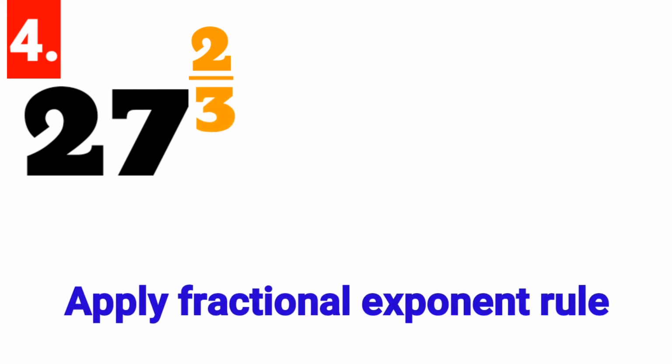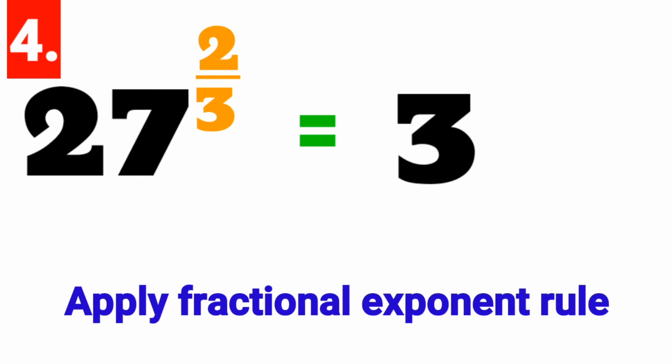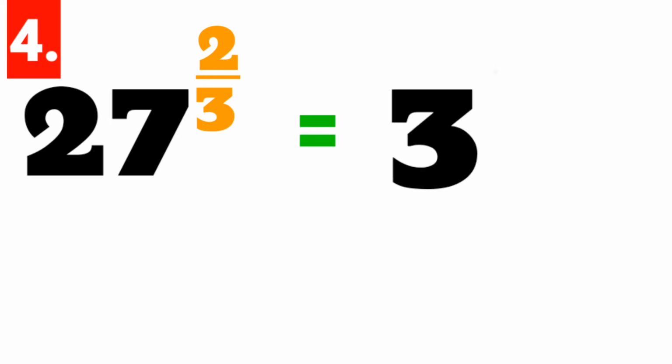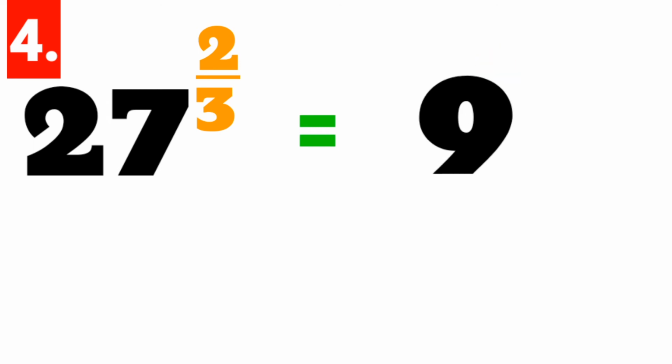27 to the power of 2/3. Denominator 3 is the index and the numerator 2 is the power. The cube root of 27 is 3. Then raise it to the second power. So 3 squared is equal to 9.